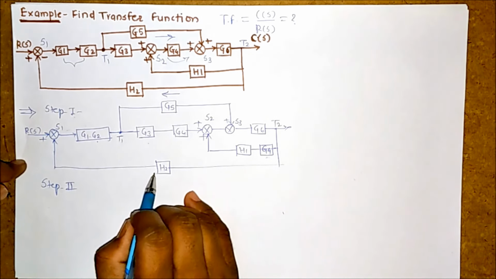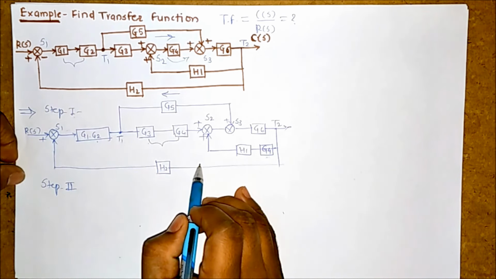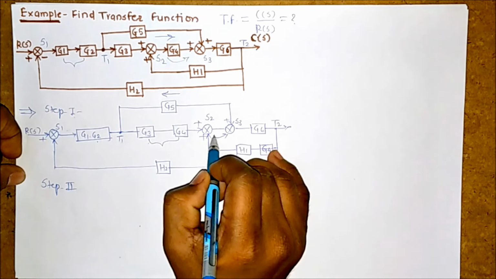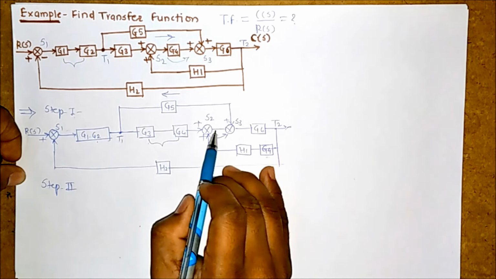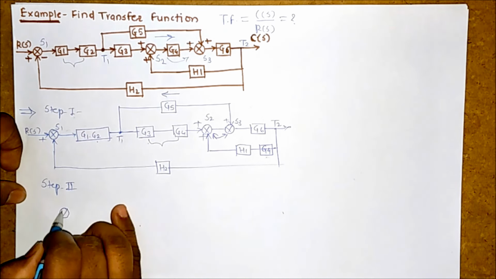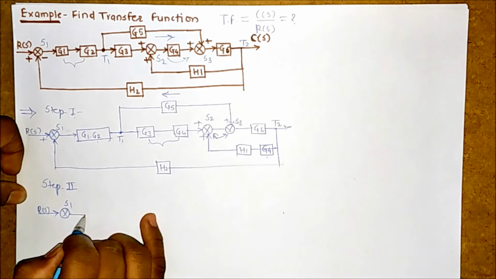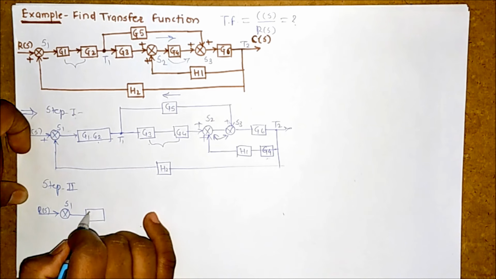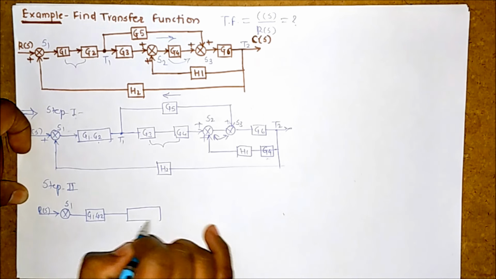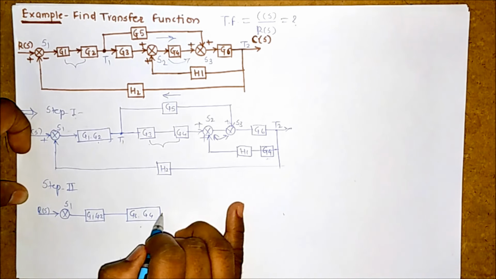In step two, if you look here, G3 and G4 are in series connection. Simultaneously, we are applying the next rule, that is interchanging of summing points. We are interchanging the summing points S2 and S3. Input is R(s), this is the summing point S1, G1 into G2. These two blocks are in series, so we multiply the gains of those blocks.